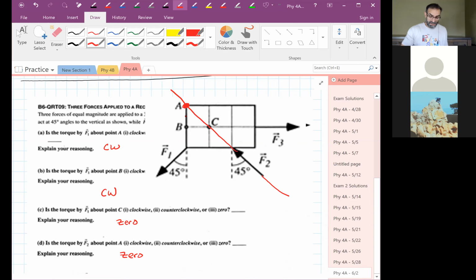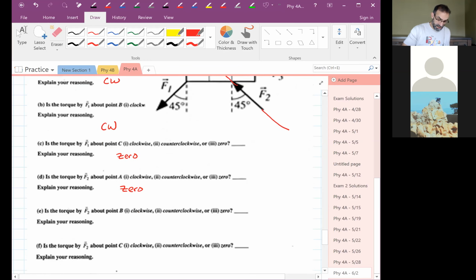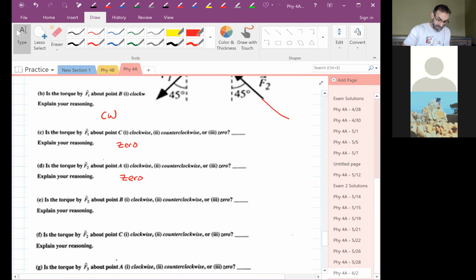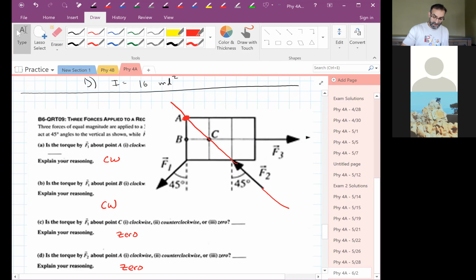And what else is going to be 0 looking at this diagram? The torque about axis C is also going to be 0. Which one is that? F2 here. F2 about axis C is going to be 0.